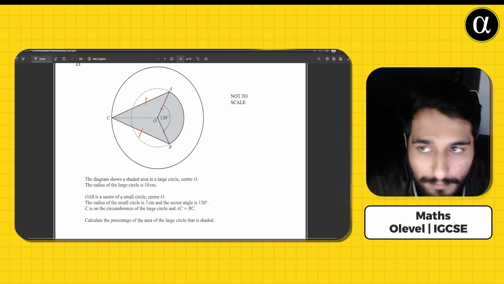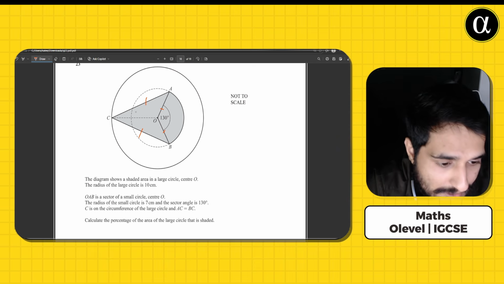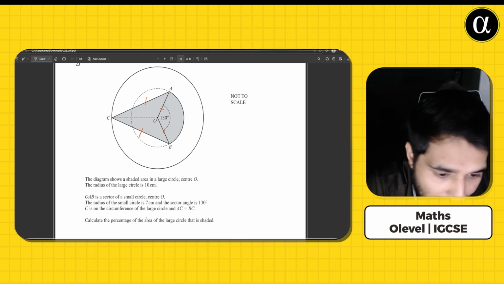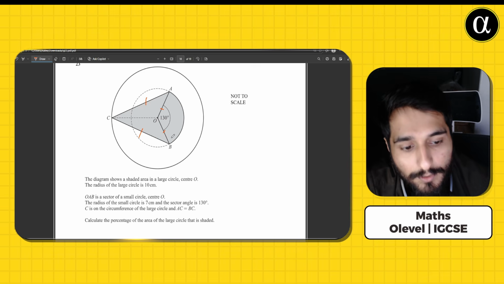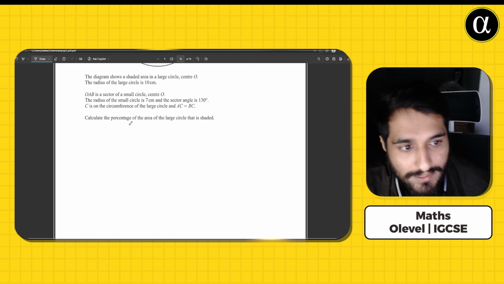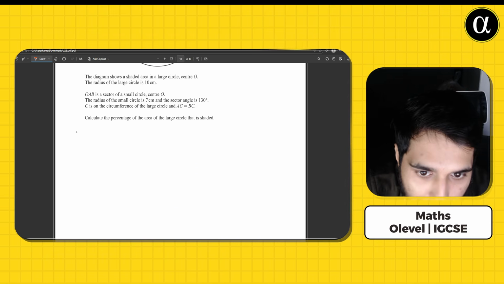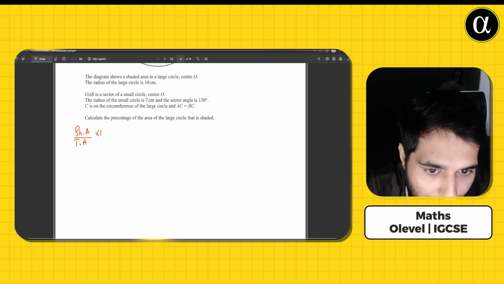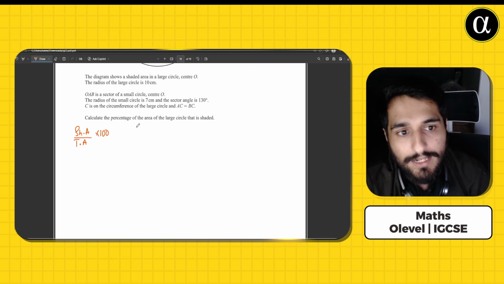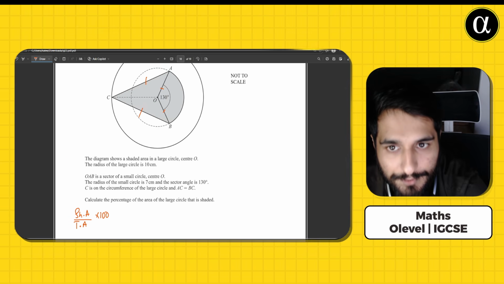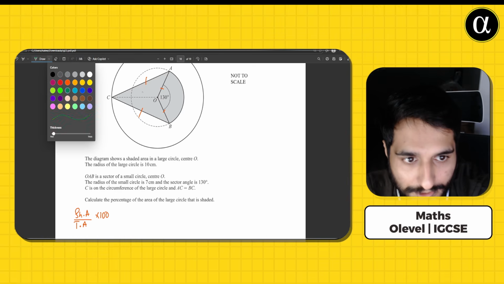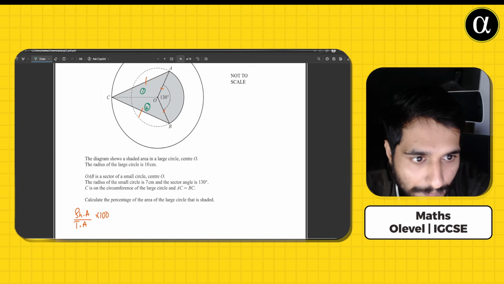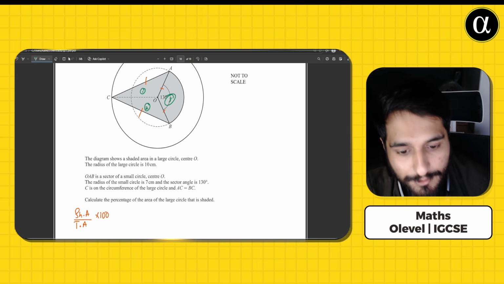Hence, these two would be equal triangles, and we just calculate the percentage of the shaded area upon the area of the large circle. So what that means is we are supposed to do shaded area upon the total area of the large circle multiplied by 100. Now, how do we get the shaded area? We need to find these three regions separately. What three regions? Let me mark it for you. 1, 2, and 3.